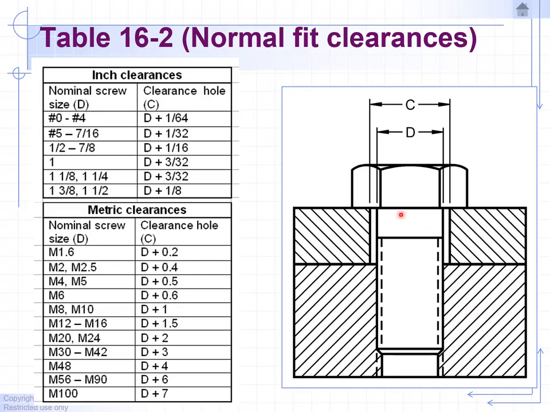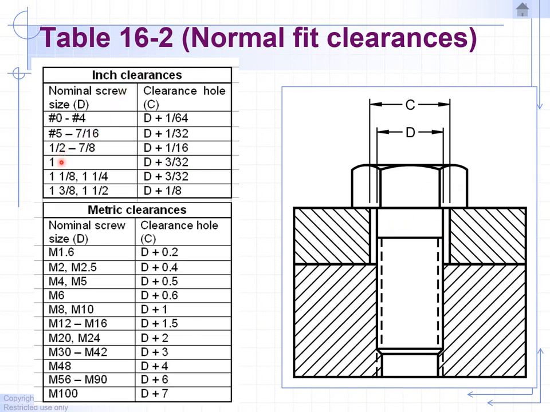Okay, so what size diameter should we provide for this clearance hole? Well, it depends on the diameter of the bolt. Let's take a look at this chart for inch clearances. So if we have a 1-inch diameter bolt, what size should the clearance hole be? It's just the diameter, which is 1 inch, plus 3/32. That should be the diameter of the clearance hole.